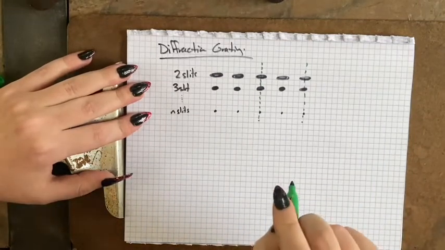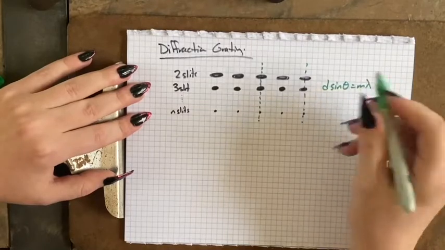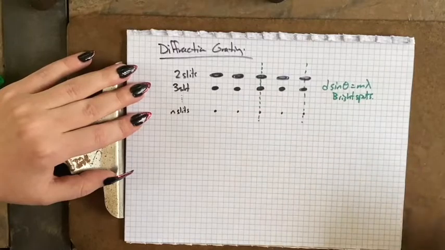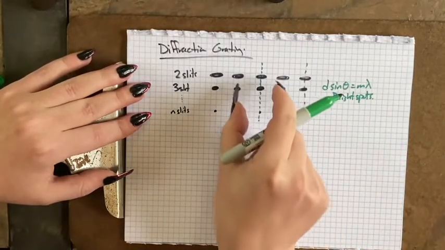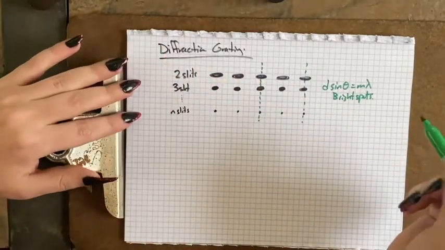If you want to deal with a diffraction grating, d sine theta equals m lambda, and this predicts your bright spots. It's exactly the same as 2-slit interference. It's the exact same phenomenon. The only difference is the width of these are much more collimated, focused to a single point.